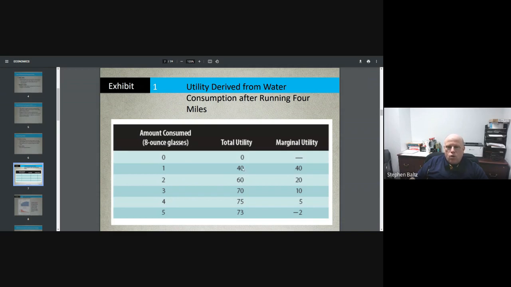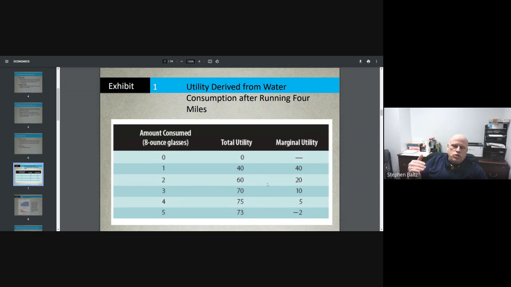Okay, so marginal utility: we're getting 40 units of utility from that first glass of water, and the second glass of water is only giving us 20 units of utility, and then the third's giving us 10, and so forth, until you get down to the fifth glass of water, and we're actually getting some negative marginal utility from that last one. And in that case, that's where total utility starts to decline.